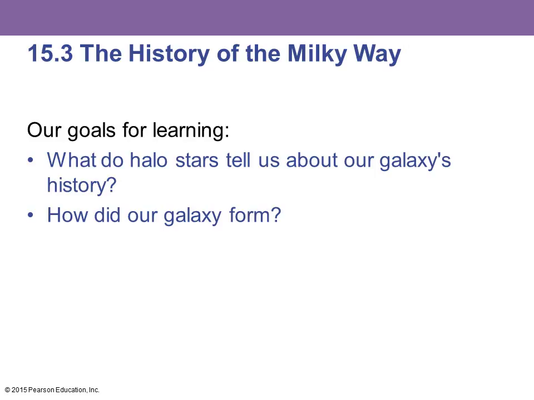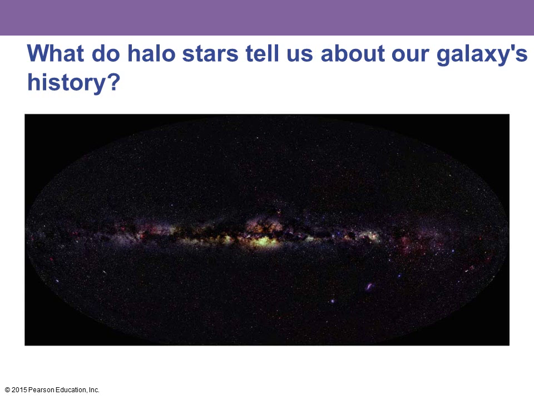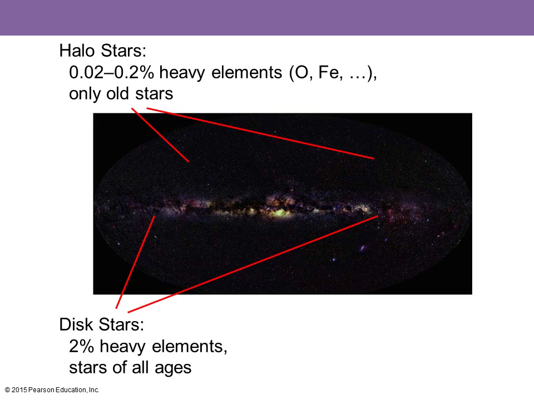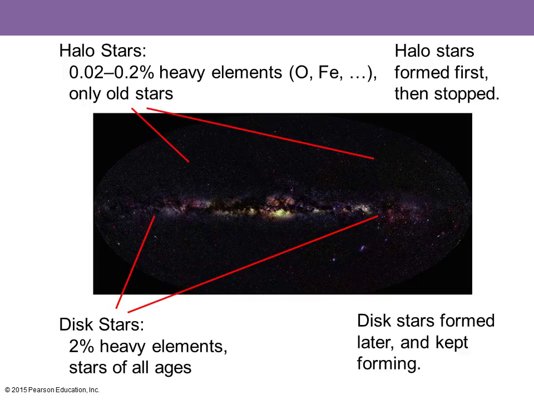So what's the history of the Milky Way galaxy? Well, our goals here are to look at what halo stars tell us about our galaxy's history and how our galaxy formed. We have the halo stars, which have some of the heavier elements in them. And then we have disk stars, which have a much lower percentage of heavier elements, but still enough that we can recognize them. So we think halo stars formed first, and then they stopped. And then disk stars formed later and continued forming.